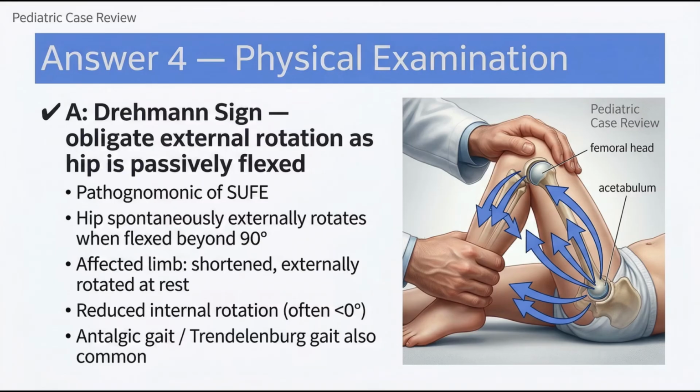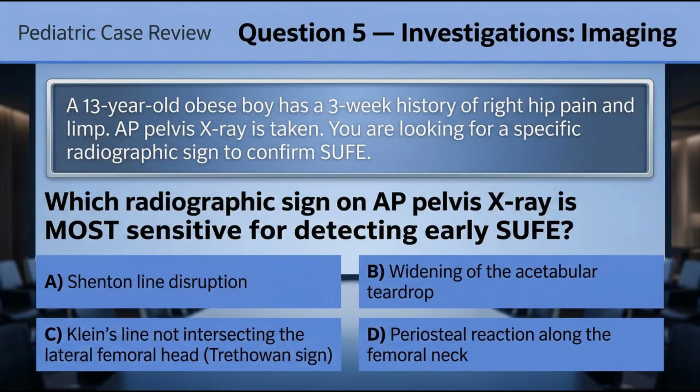Internal rotation is characteristically reduced, often measuring less than 0 degrees. Antalgic gait and Trendelenburg gait may also be present but are not specific. The Drehmann sign is the examination finding that should immediately raise your suspicion for this diagnosis. Case 5. A 13-year-old obese boy has a 3-week history of right hip pain and limp.